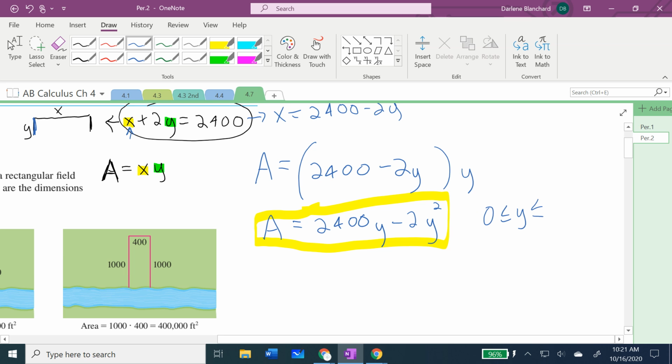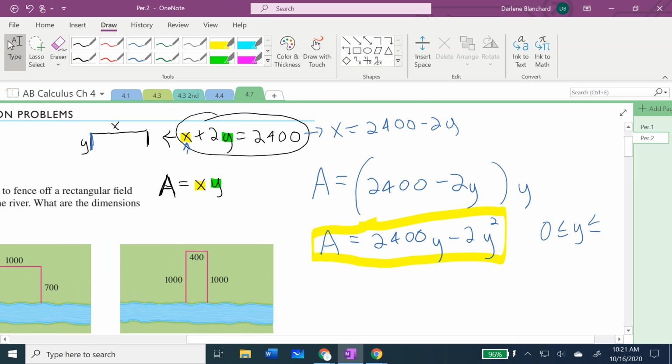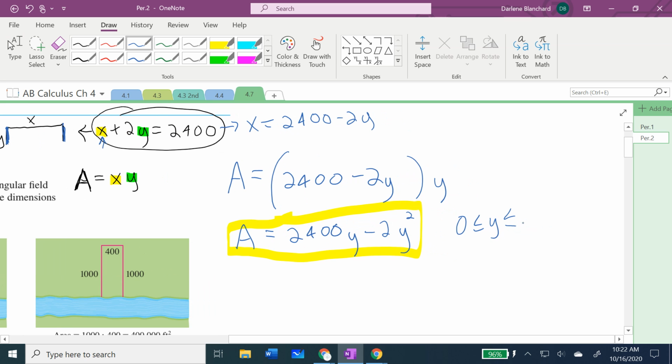Is there a maximum that Y can be if I have 2,400 feet of fencing? Almost. Y has to show up twice, so if there are two sides that have to add together, you got it. So Y has a closed interval domain, and A is a continuous function.